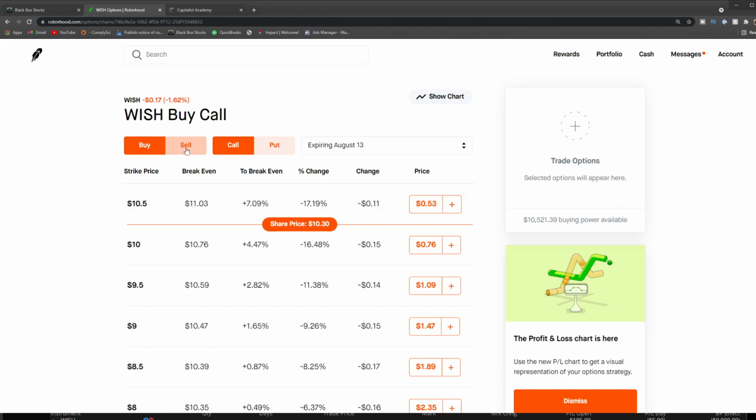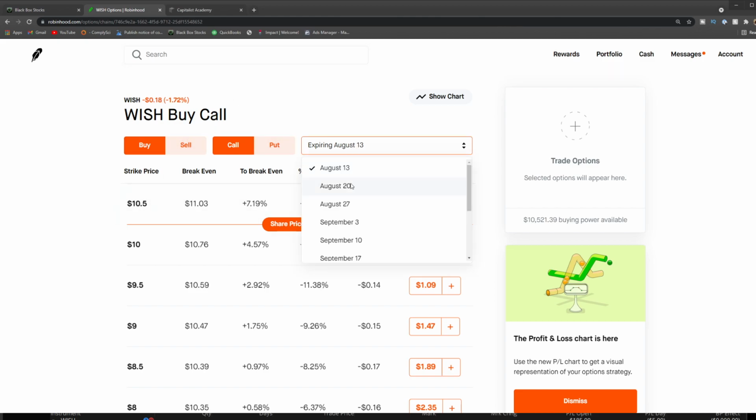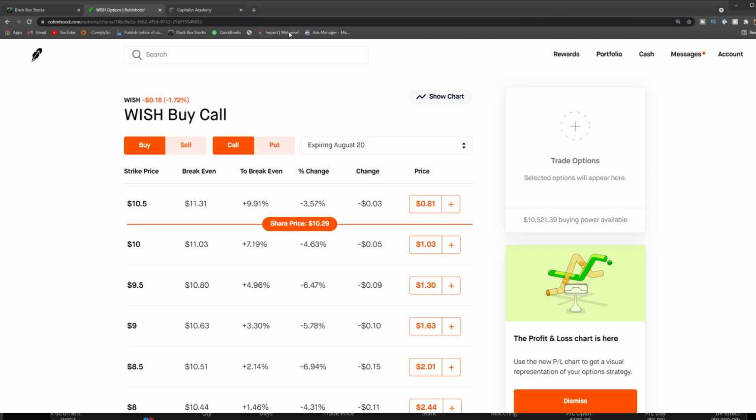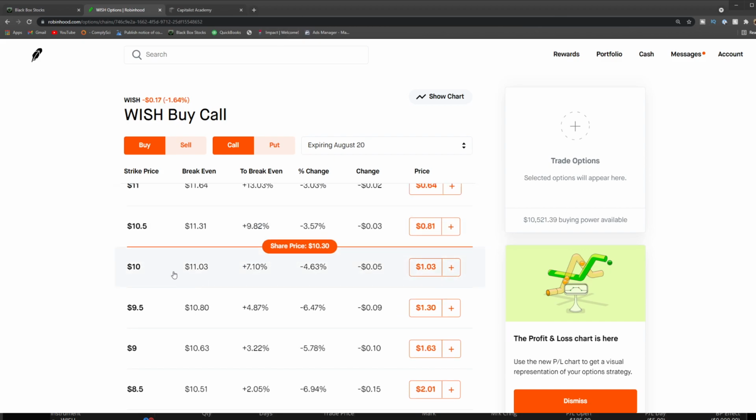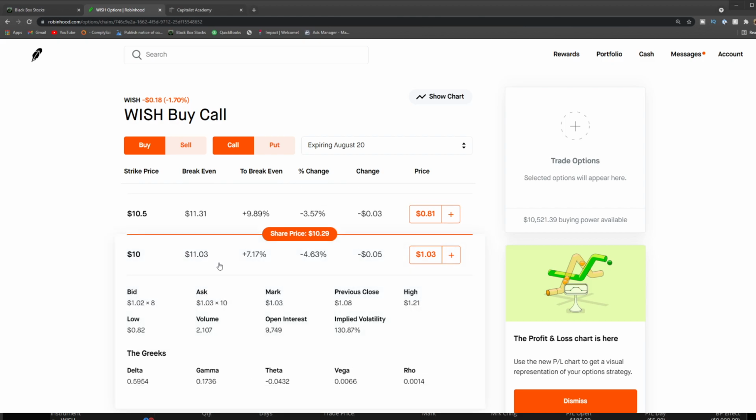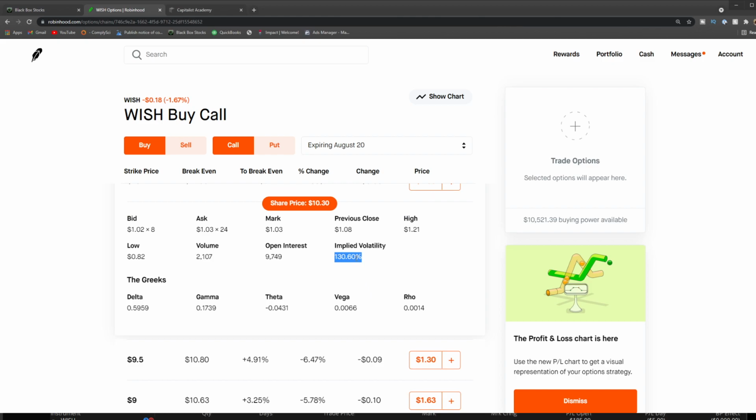So what you can see right here is, we'll go to August 20th, so we'll have more time on our hands here. But what you can see is that if we were to play a $10 call, which if you don't know what a call is, you think the stock is going to go up, you can see that implied volatility is up 130%. So already I would not play a straight up call on this, because since your implied volatility is up, your Vega is going to go up.